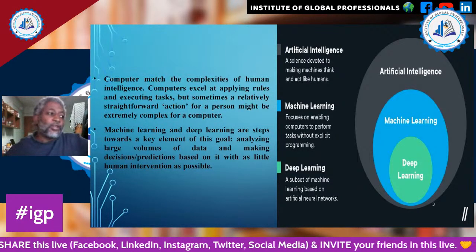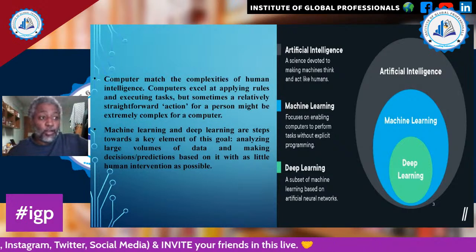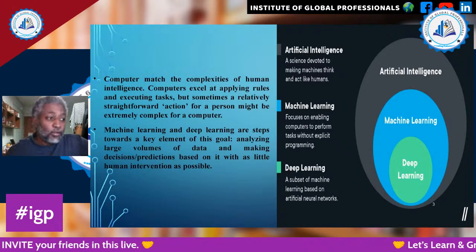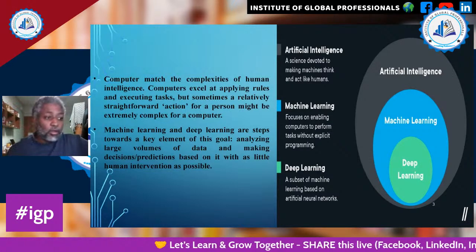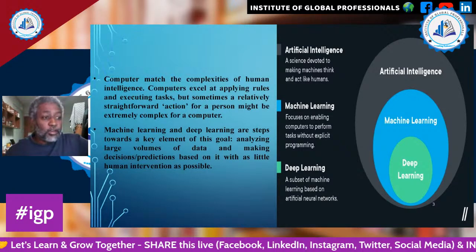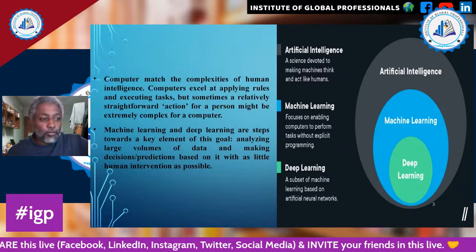So now what is machine learning? As we said, it's a subset of artificial intelligence focusing on specific goals, setting computers up to be able to perform tasks without the need for explicit programming. Once programmed, the computer can take in new data indefinitely, storing and acting on it without the need for further human intervention.